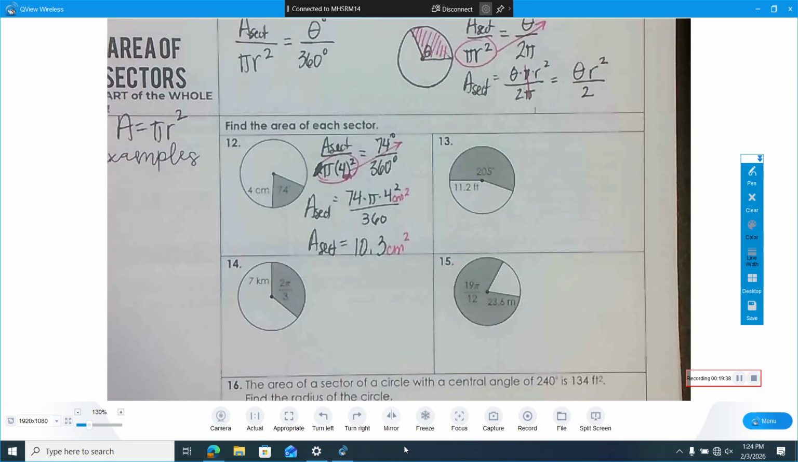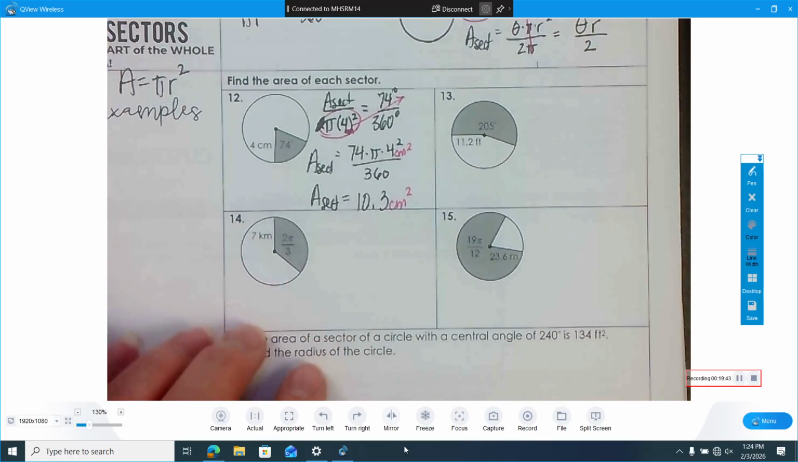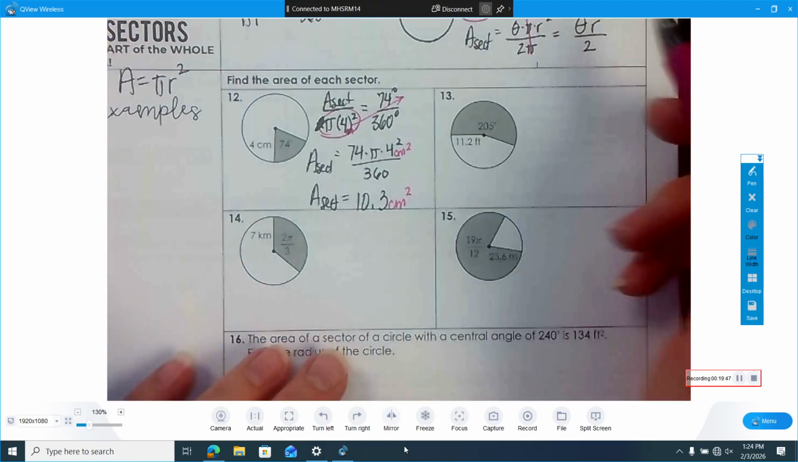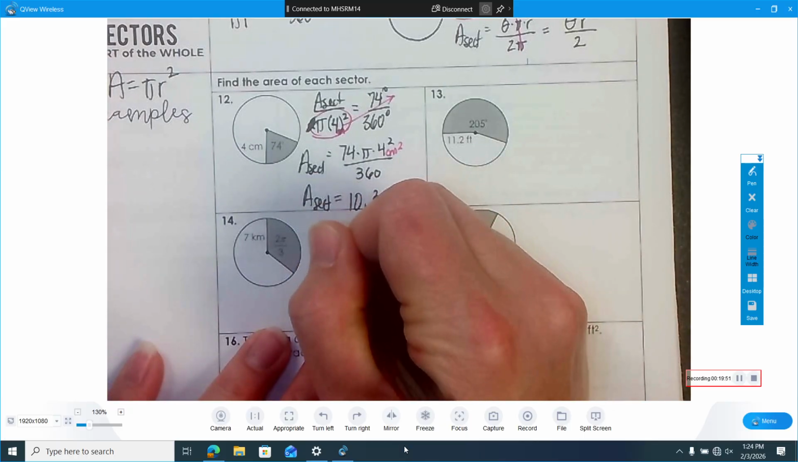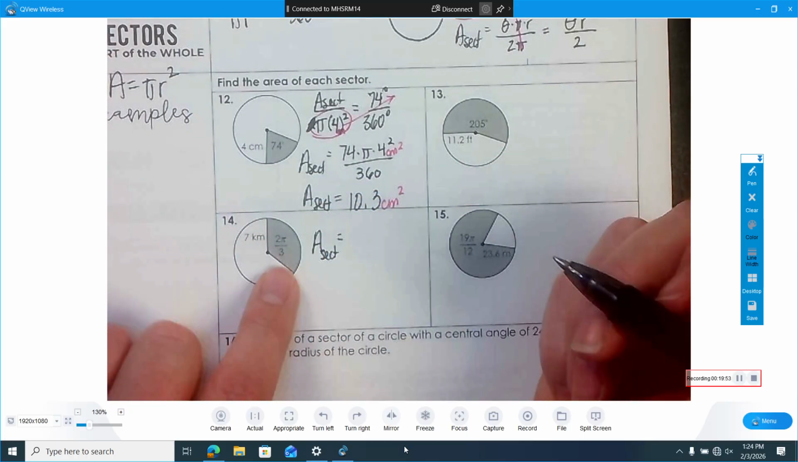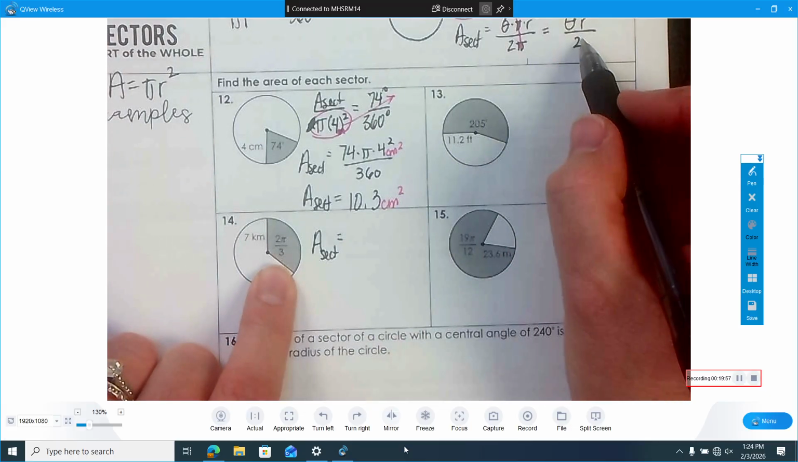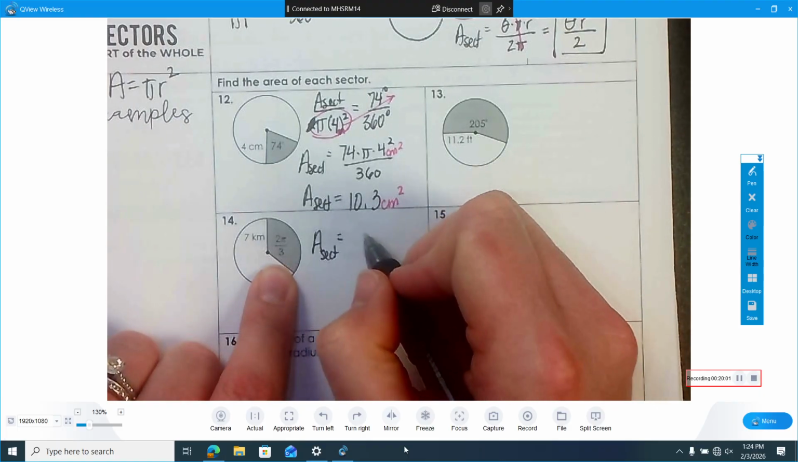All right. What do you want to do for number 14? Right, the right side. So for the right side, because why? No degree symbol, so it must be radians. Good. All right, so we are using our little formula. Area of the sector is theta times radius squared over 2.